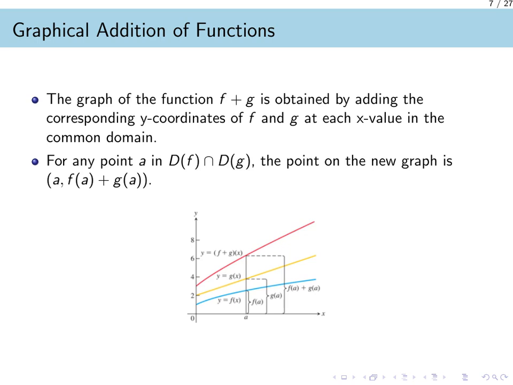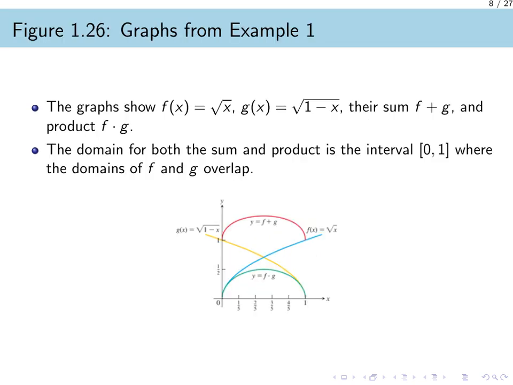This method works for every single point within the shared domain, which is the intersection of the individual domains. The key takeaway is that the graph of a sum function is simply the vertical sum of the original function graphs. Here we can see a visual for the function combinations from our example, which helps clarify how their domains are determined.